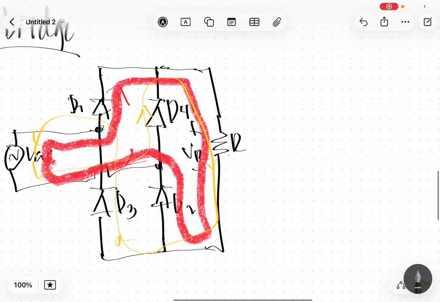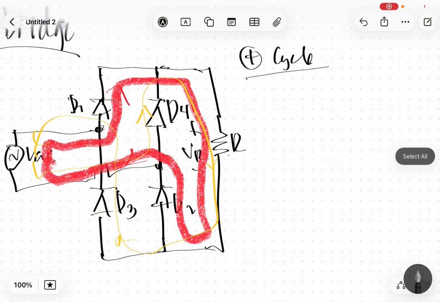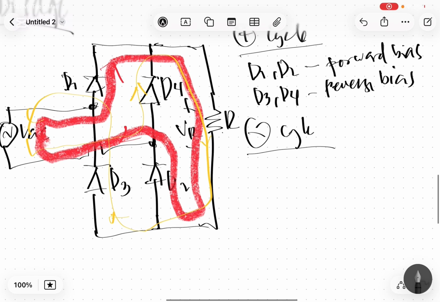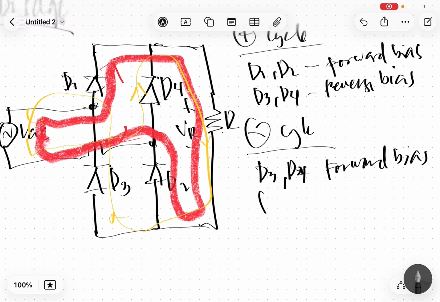So in summary, at the positive cycle, D1, D2 are forward biased, D3, D4 are reverse biased. At the negative cycle, D3, D4 are forward biased, D1, D2 are reverse biased.